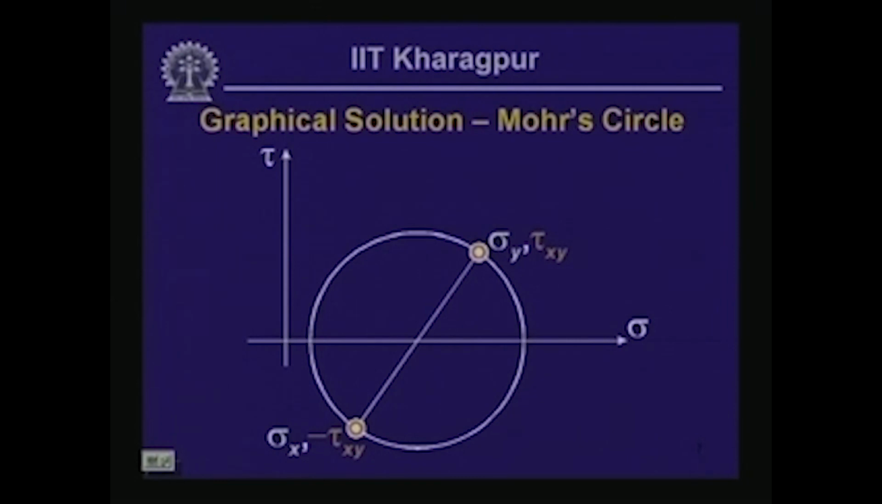So, now we have got 2 points, and these 2 points represent the state of stress on 2 orthogonal planes. One is sigma y comma tau xy, another one is sigma x comma minus tau xy. And if we draw a circle with a center on the tau equal to 0 axis, then the points on this particular circle are going to represent the states of stress on any other 2-dimensional element surrounding the point in question in case of a 2-dimensional problem.